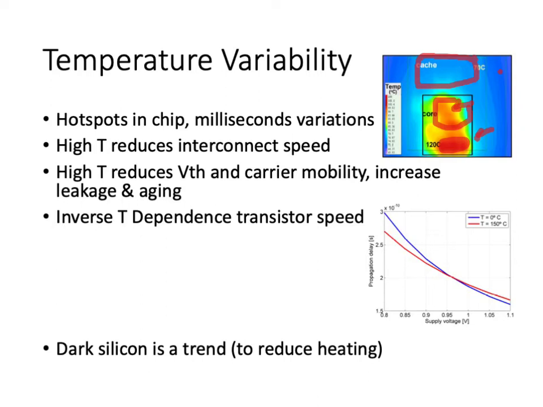In typical VLSI digital systems, there are hotspots on the chip, and these hotspots create large temperature gradients. The profile of the hotspots can change on the order of milliseconds. In regions where the temperature is higher, the speed of switching the interconnect, the wire, reduces, and high temperature also reduces the threshold voltage as well as the carrier mobility. We would also say that it increases the leakage current as well as the aging. We'll discuss that a little bit later.